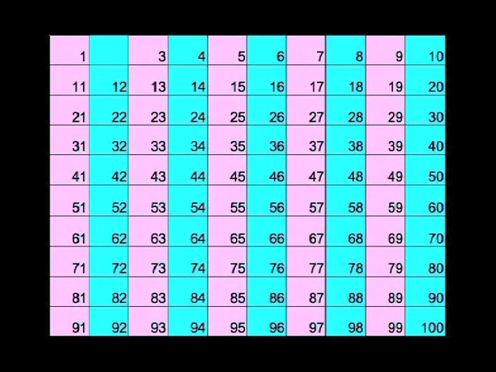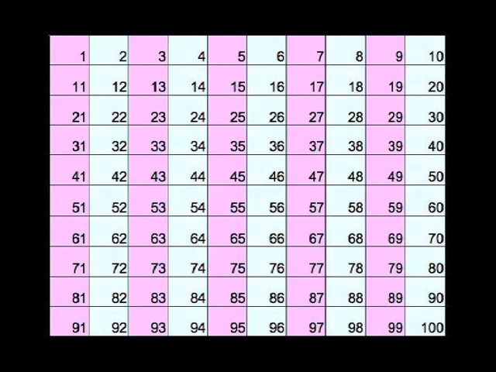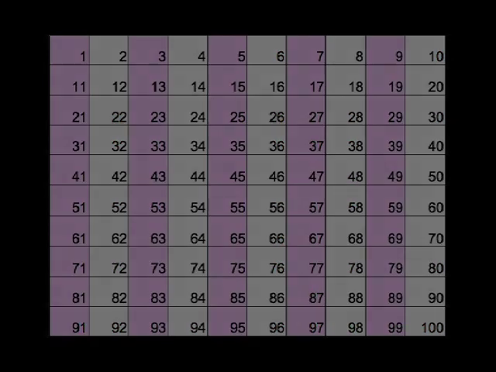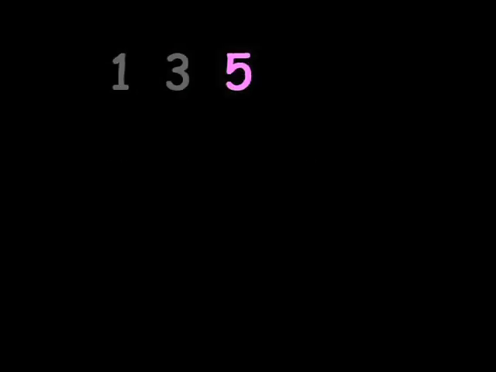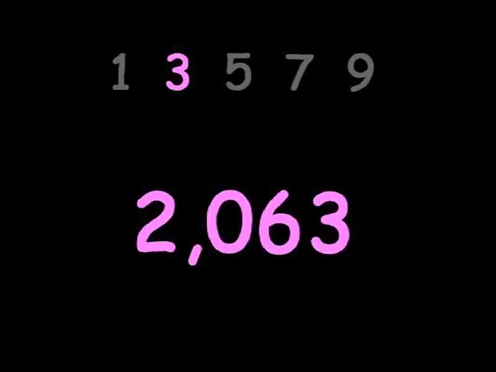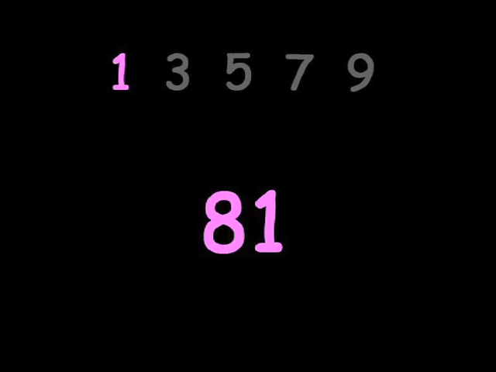Odd numbers are all the other numbers, the numbers in the gaps between even numbers. Odd numbers all end in either 1, 3, 5, 7, or 9. So you can recognise odd numbers by their endings too, and know that 2 will not divide into them exactly. Examples of odd numbers are 27, 409, 35, 2063, 81.